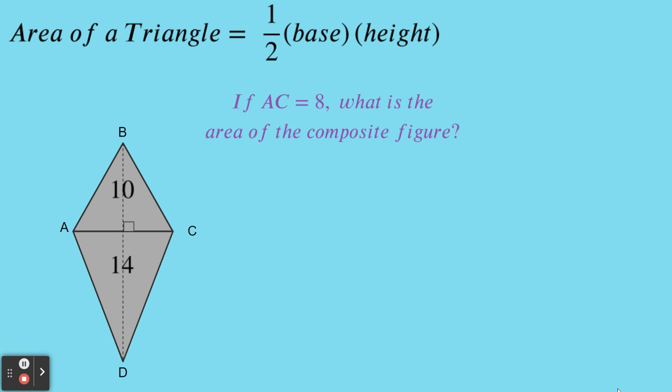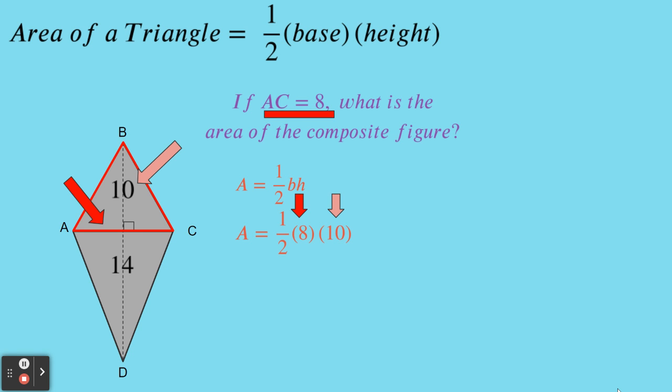We are going to start with the formula of a triangle of that 1/2 base times height. And now we're going to plug in the numbers that we have there. So we're going to plug in our base. Our base is AC, and the problem told us that AC was equal to 8. The height of that triangle, now the height is where you create that right angle. So the height of that triangle is 10.